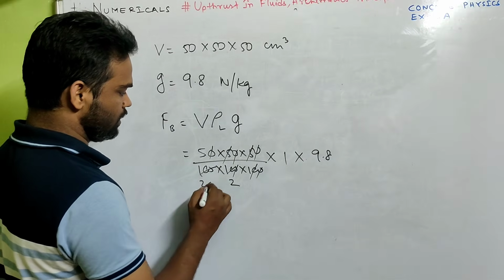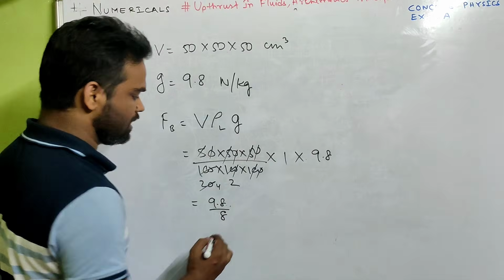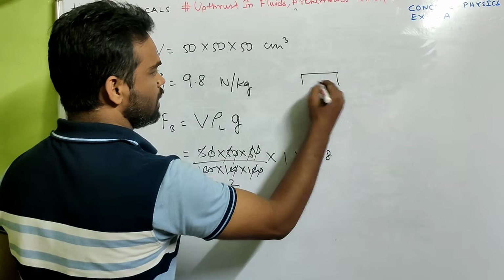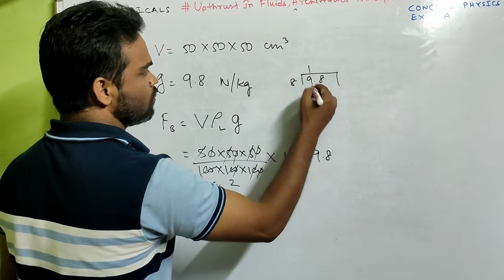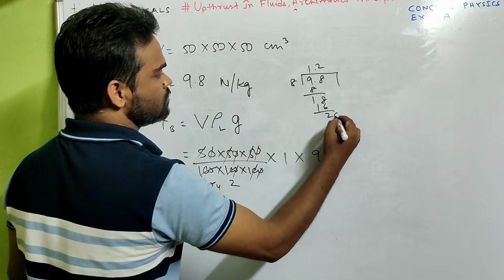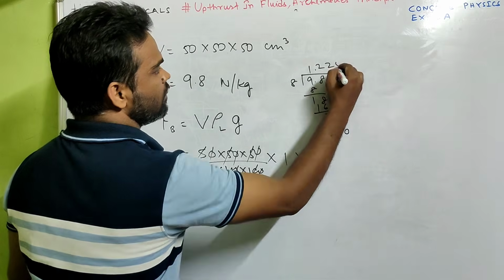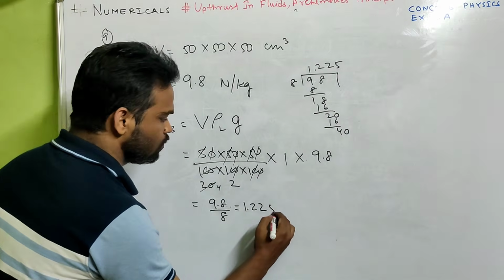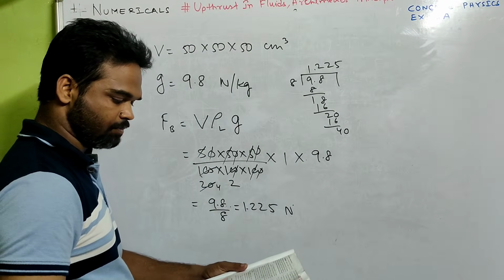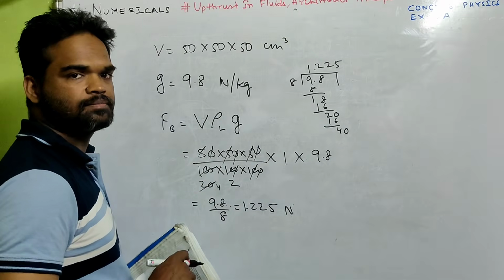Then 5 1 time 5, 5 2 times 10, 5 4 times 20. That's 9.8 by 8. Isn't it? That's how much? 8 1 time 8, 8 2 times 16, then 4 5. 1.225 Newton. That is the buoyant force or the upthrust. Yeah, that's the answer. Very easy. V rho g, just use this.